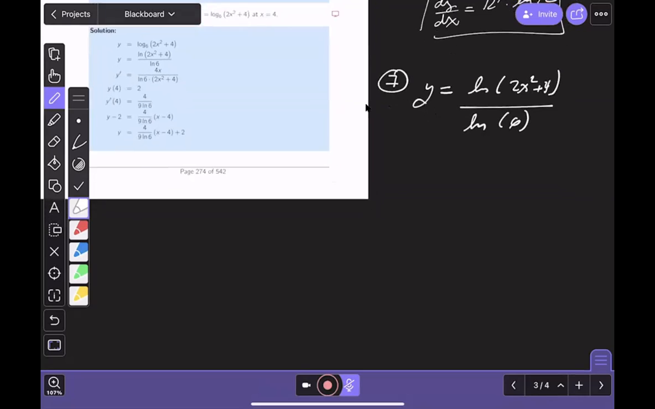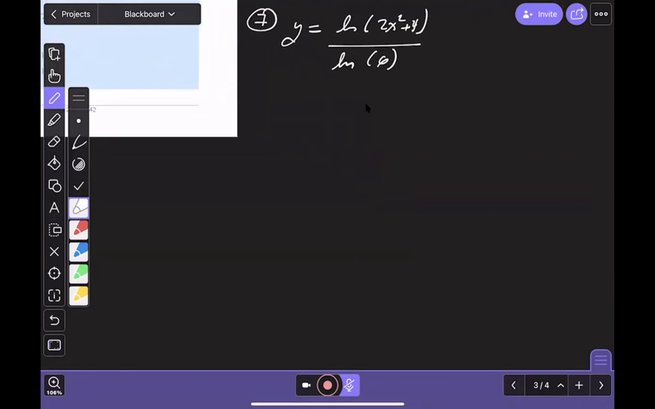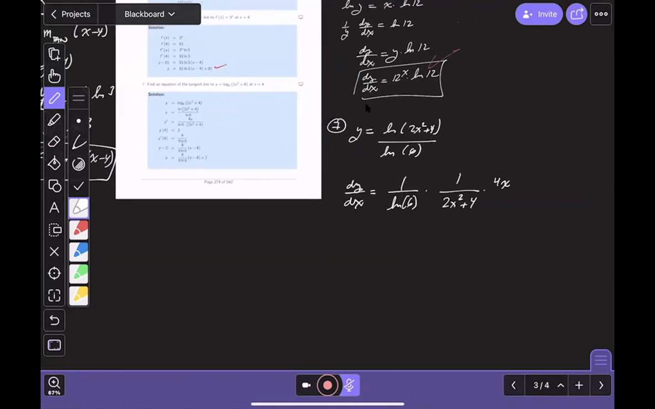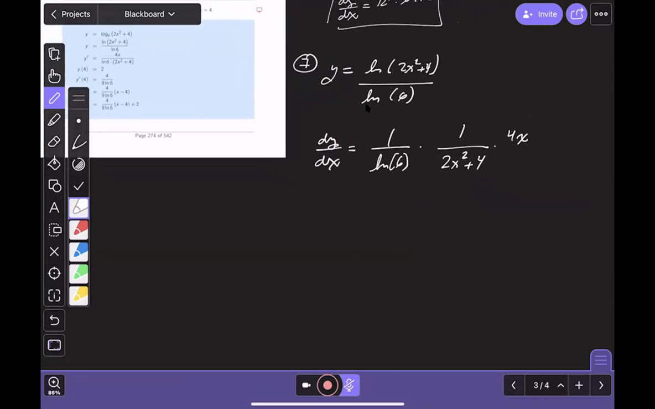All right. Then what I'm going to do is differentiate. I'll go back to reading the question later. What's dy/dx? Well, it's 1 over the natural log of 6. That's the constant multiple. The derivative of the natural log is going to be 1 over 2x squared plus 4 times the derivative of the inside, which is 4x. Let's go back and read the question. And they want to know the equation of the tangent line at 4. All right, let's keep going through this.